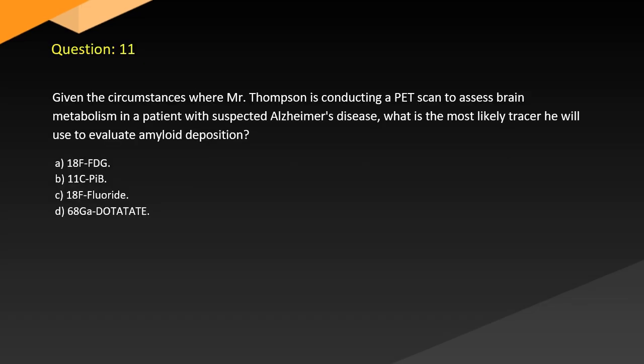Question 11. Given the circumstances where Mr. Thompson is conducting a PET scan to assess brain metabolism in a patient with suspected Alzheimer's disease, what is the most likely tracer you will use to evaluate amyloid deposition? A. 18F-FDG. B. 11C-PiB. C. 18F-fluoride. D. 68Ga-DOTATATE.